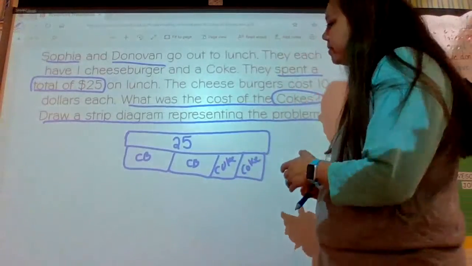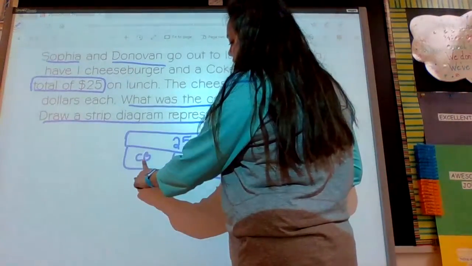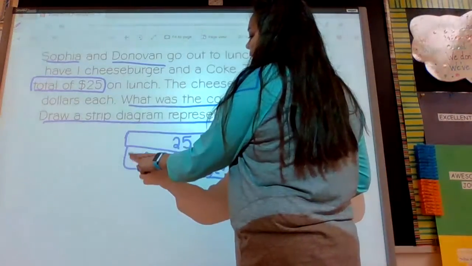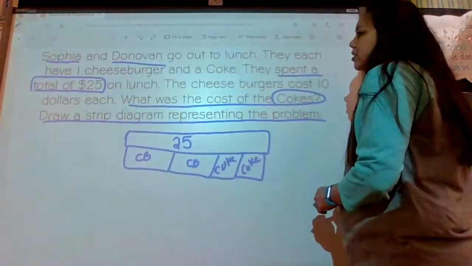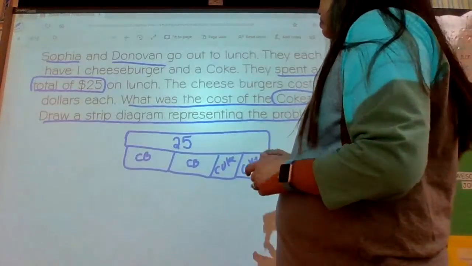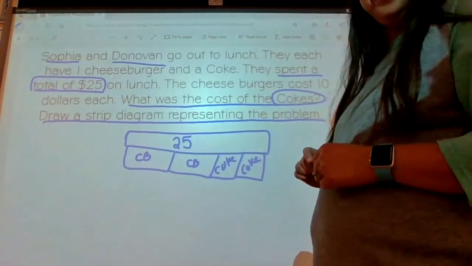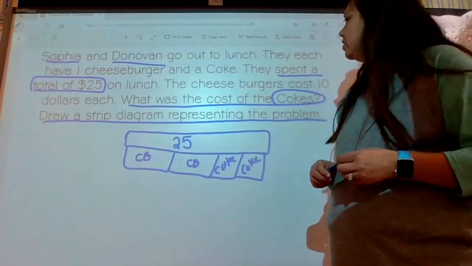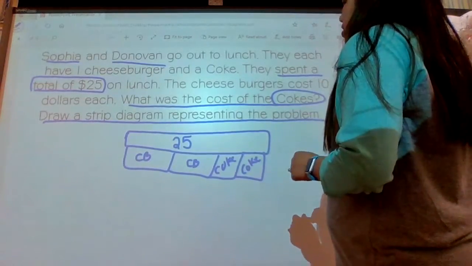And they each had a Coke. So that's kind of helping me. So I know that this money went to 2 cheeseburgers and 2 Cokes, and that's where that money was spent. So I was able to separate this into 4 parts to make that 25. If you need to pause the video and think about that, that'll be just great, okay?